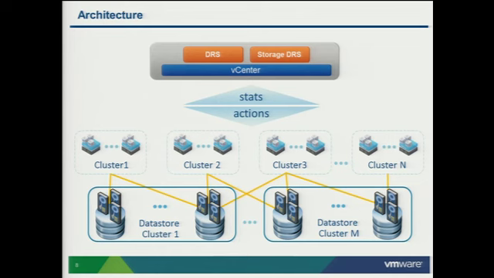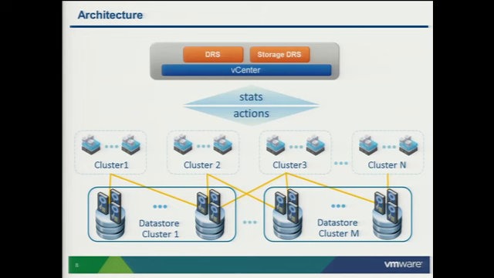Let's look at a high-level architecture of Storage DRS. It's very, very similar to DRS. DRS runs as a service under Virtual Center Server, and it has a bidirectional communication channel to individual hosts. It polls the hosts, collects their statistics for memory and CPU, and then combines them with the user setting for DRS that you specify to make decisions, and then sends those commands back to individual hosts. Actual vMotion is performed by those hosts when they get the command from DRS.